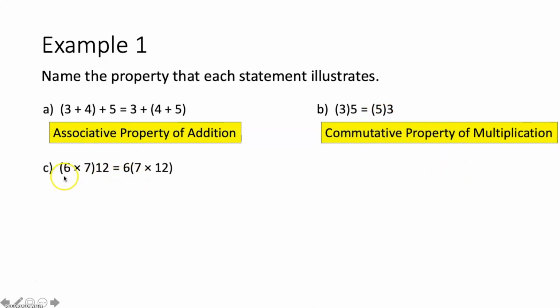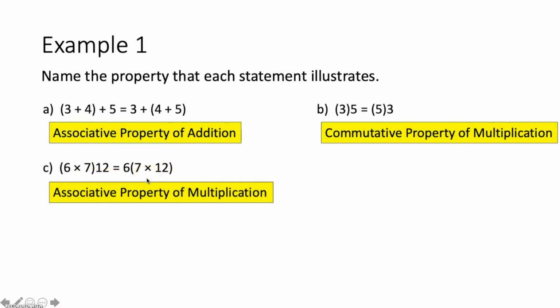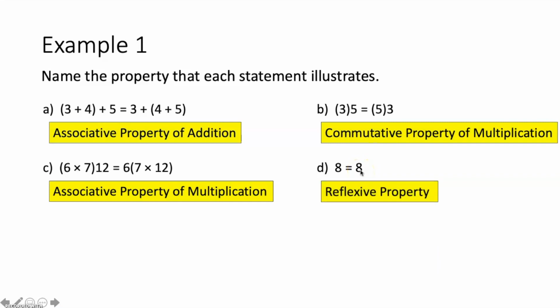For part C, we have the quantity 6 times 7 times 12 is equal to 6 times the quantity 7 times 12. Again, anytime you see those grouping symbols, and those grouping symbols are changing locations, then you know that's going to be the associative property. And here, since it's all multiplication on both sides of the equation, we know that it has to be the associative property of multiplication. Part D, we have 8 is equal to 8. Anytime you have a number is equal to itself, that is the reflexive property.